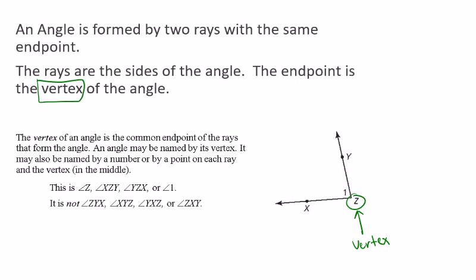Then you have the sides of an angle. The sides are the two rays. So ZY is one side of the angle, and ZX is the other side of the angle.